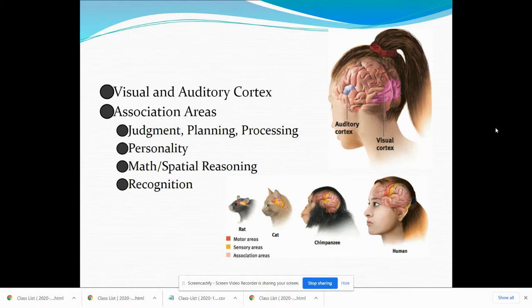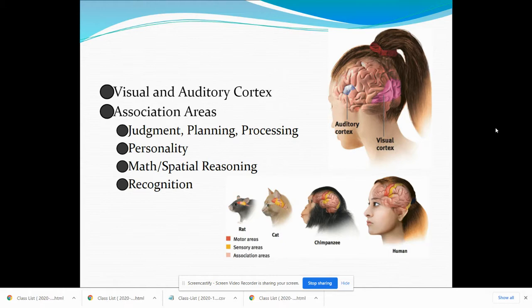The association areas of our occipital lobe are instrumental within our personality. The association areas of our parietal lobe allow us to be good at math and spatial reasoning. So things like math skills, but also the ability to manipulate an object in space or visualize a space to manipulate an object. Like if you had to pack a trunk of a car and had to fit a bunch of suitcases in it, your spatial reasoning will allow you to do that.